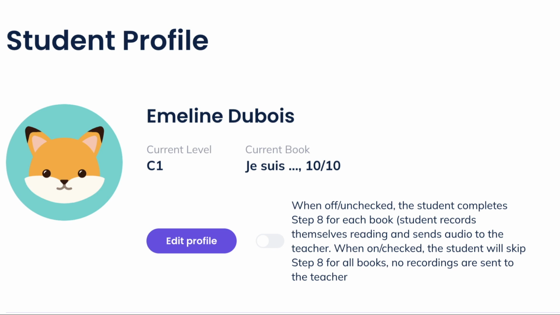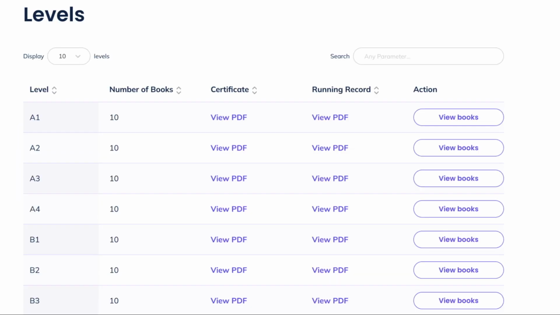Teachers can turn on or off the Recording for Teacher function, Step 8, and can decide if their students have access to all books and levels, or if a level needs to be completed to unlock the next level. In the Levels section, teachers can explore all books and see the videos and quizzes that students complete for each book.